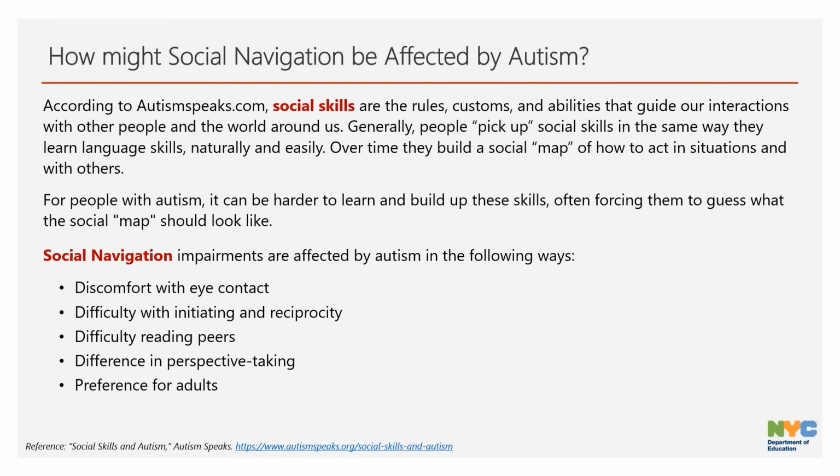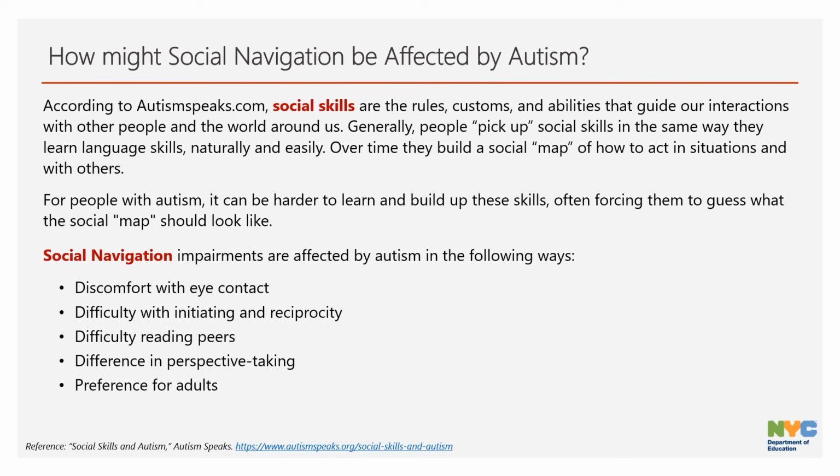How might social navigation be affected by autism? According to autismspeaks.com, social skills are the rules, customs, and abilities that guide our interactions with other people and the world around us. Generally, people pick up social skills in the same way they learn language skills, naturally and easily. Over time, they build a social map of how to act in situations and with others.